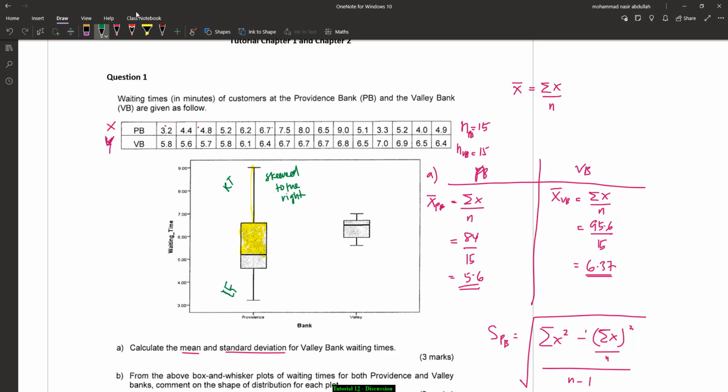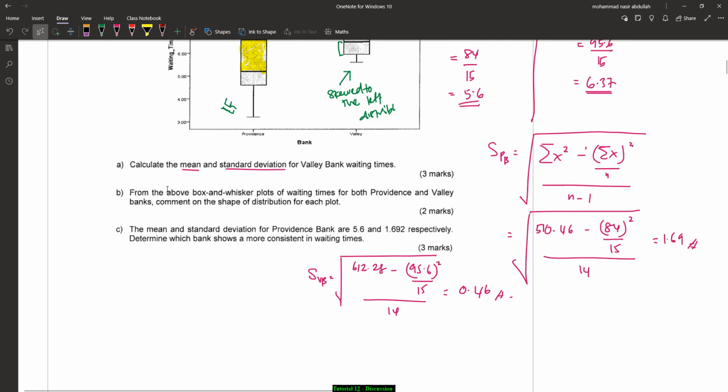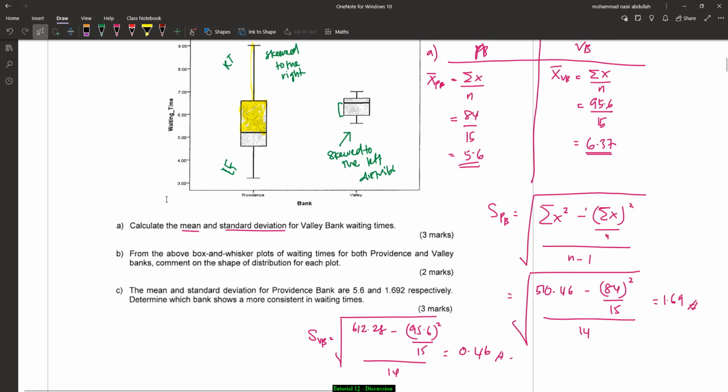For valley data, so we can see the rectangular area on the left hand side is larger compared to the right hand side, so this is going to be skewed to the left distribution. This is skewed to the left distribution, ataupun negatively skewed lah, right?